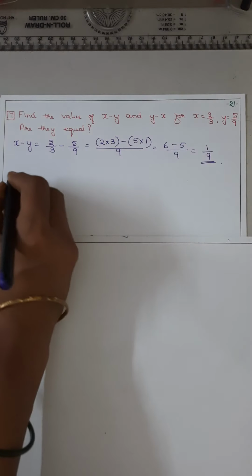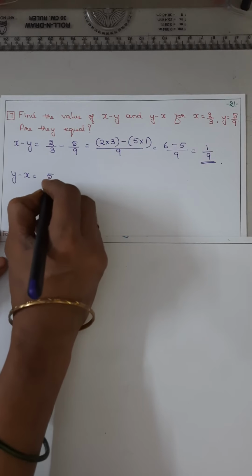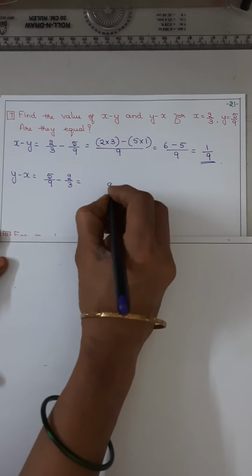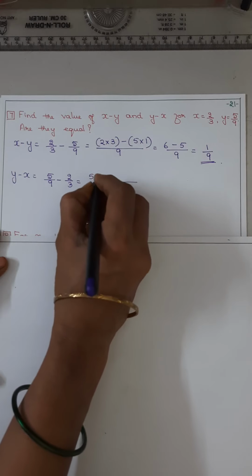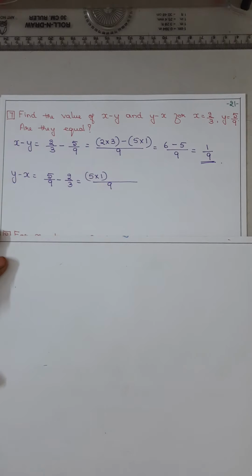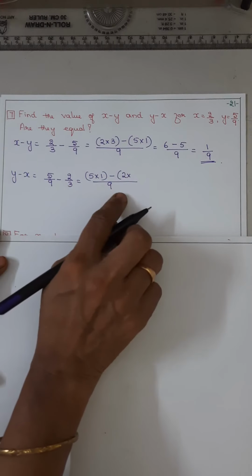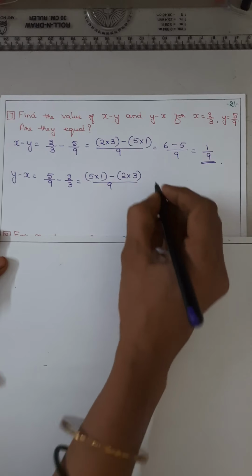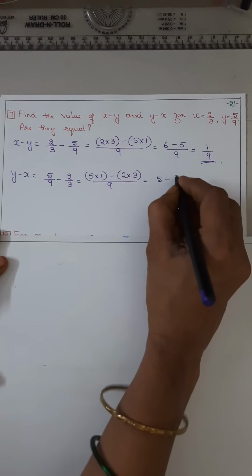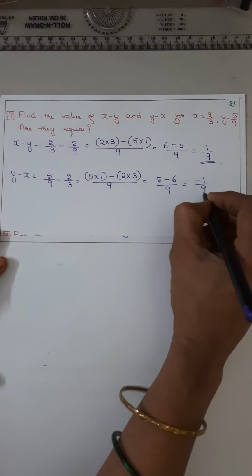Now we will see y minus x. That means y is 5 by 9 minus x is 2 by 3. LCM is the same, 9. 5 1s are 5, because 9 1s are 9. So multiply by 1, minus 2 into 3 how much are 9? 3 3s are. So you get 5 1s are 5 minus 2 3s are 6 by 9. So now you get minus 1 by 9.